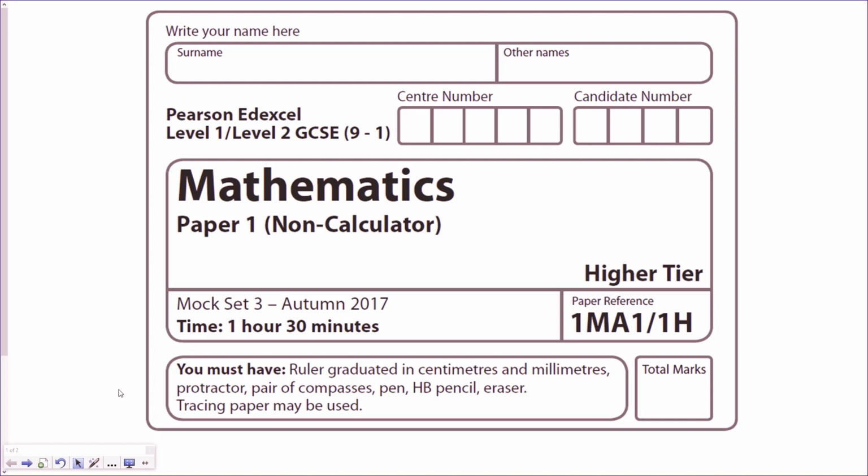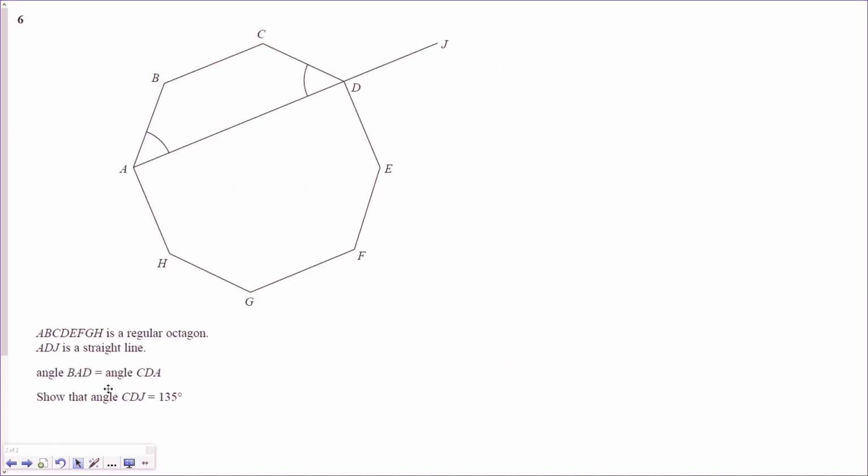Edexcel Paper 1 Mock Set 3. This was question 6 on the paper. ABCDEFGH is a regular octagon. ADJ is a straight line. Angle BAD is equal to angle CDA, so this angle here is equal to this angle here. Show that angle CDJ. Oh, so this angle here, let me draw it on so you can see it.